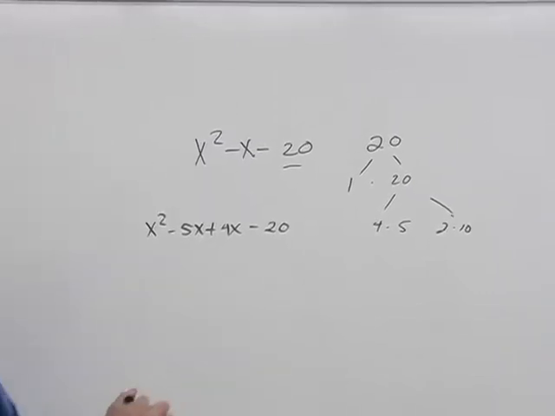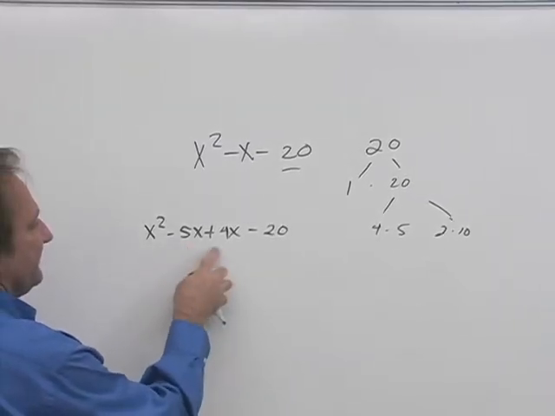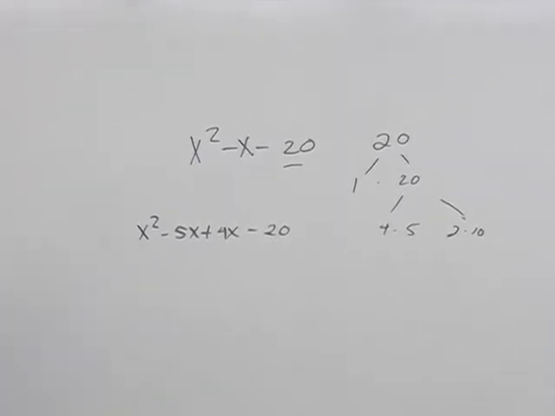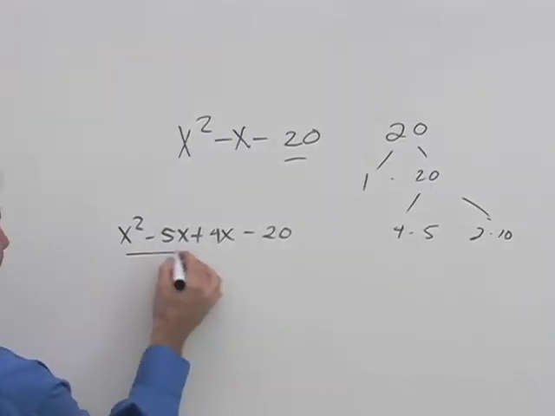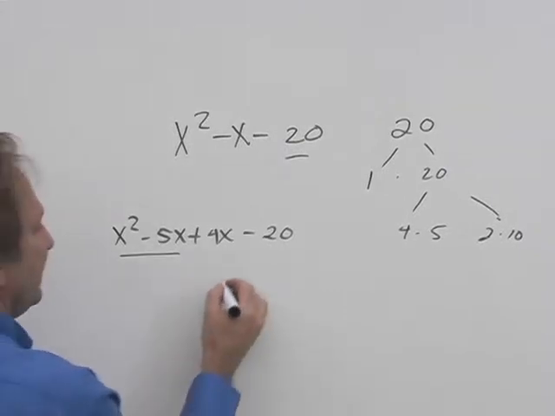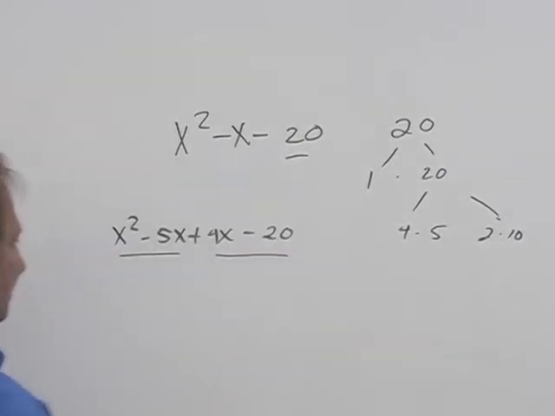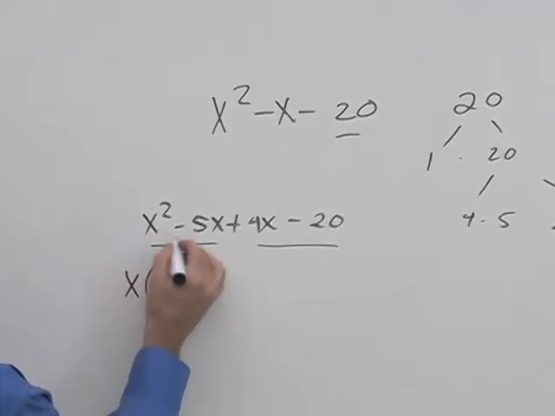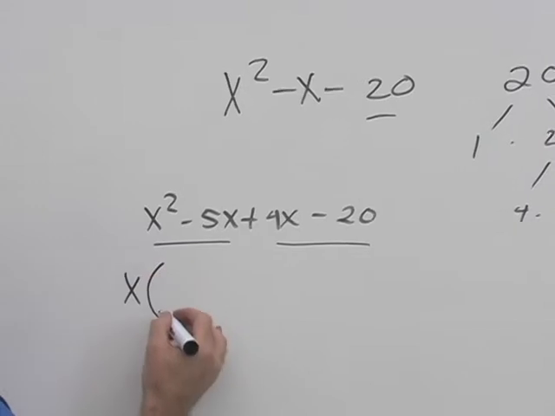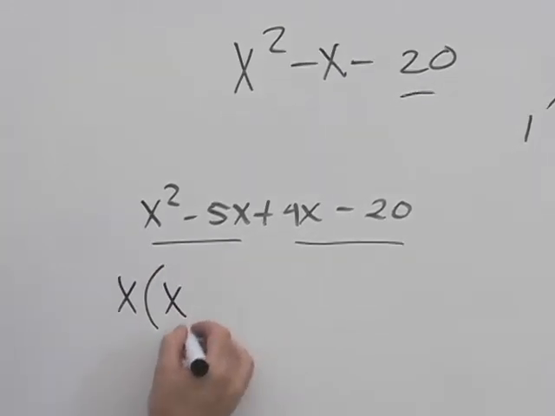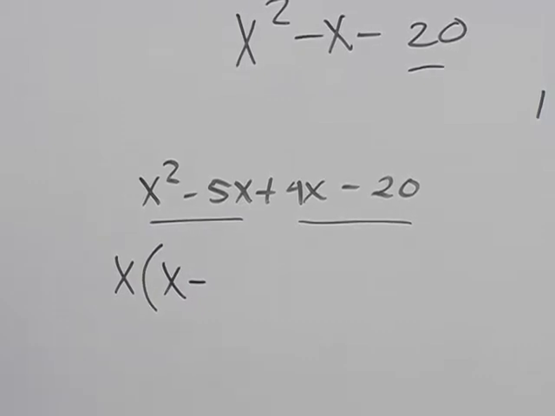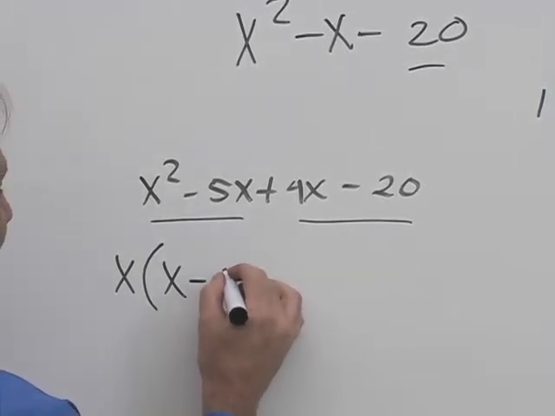You can see that I've not changed this. Negative 5x plus 4x is still the negative x. Now I can factor by grouping. I'm going to factor something out of the first two and then factor something out of the second two. So the first two have a common factor of x. So I'll factor out the x. When I factor an x out of an x squared, I have an x left. When I factor out an x from a negative 5x, I have a negative 5.